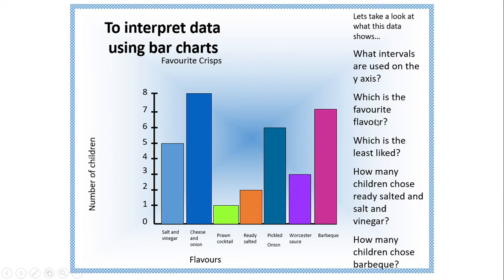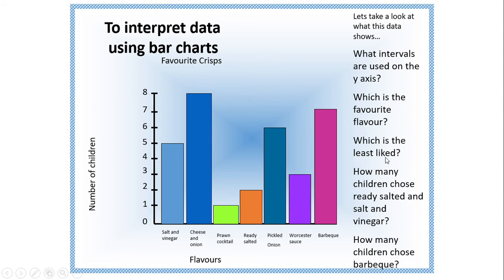Which is the favourite flavour? Our favourite flavour of crisps is cheese and onion because 8 children chose cheese and onion as their favourite flavour, and we can see that this is the largest bar.